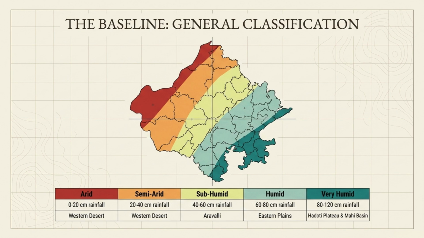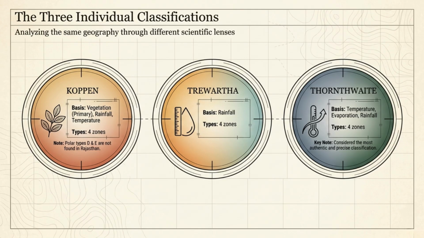Moving east, the Aravalli range falls into the subhumid zone with 40 to 60 centimeters. Finally, the eastern plains are humid, and the Hadoti Plateau and Mahi Basin are very humid, receiving up to 120 centimeters of rain. Beyond general rainfall, geographers use 3 distinct scientific models to analyze this same geography.